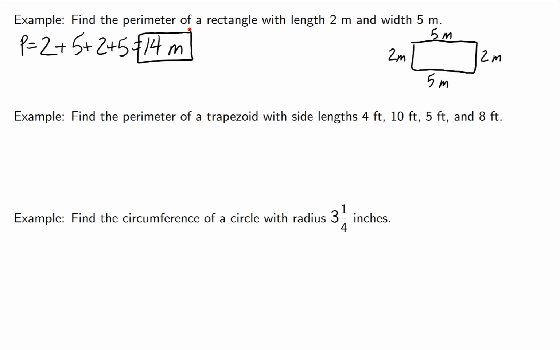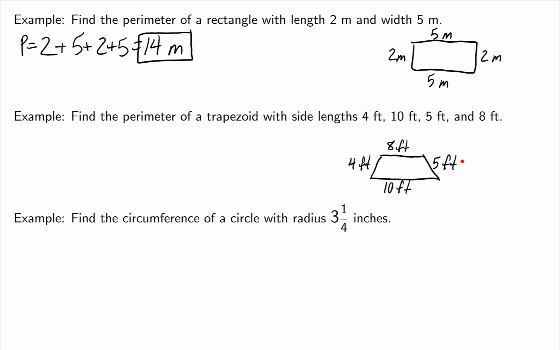Find the perimeter of a trapezoid with side lengths 4 feet, 10 feet, 8 feet, and 5 feet. I know I did that out of order, but it's okay. A trapezoid is a figure that has one pair of parallel sides. So you'll notice I drew the 8 and the 10 to be parallel. That's probably what it is, but you never really know.